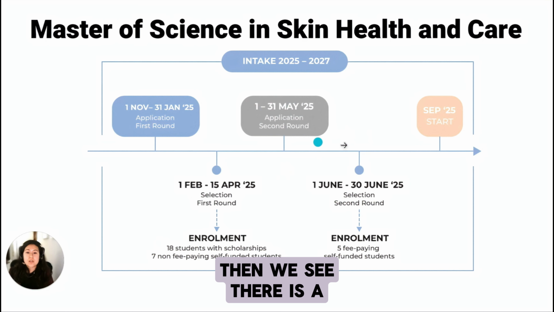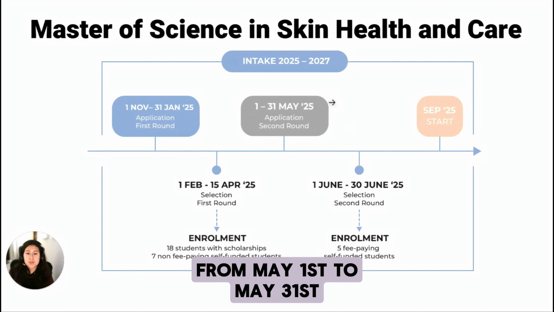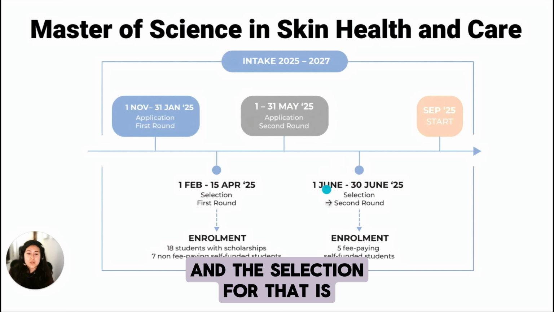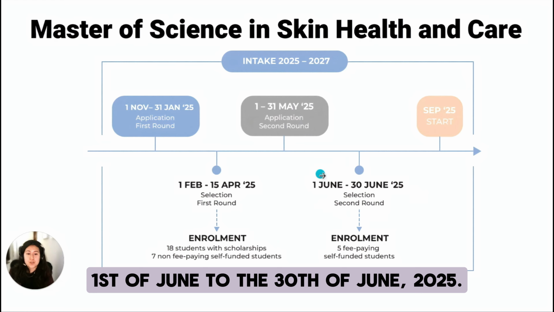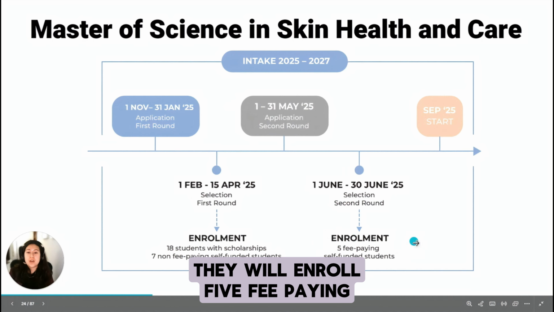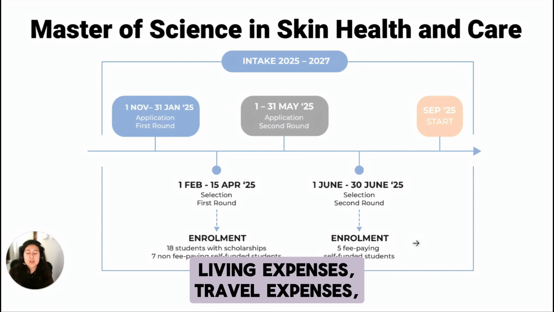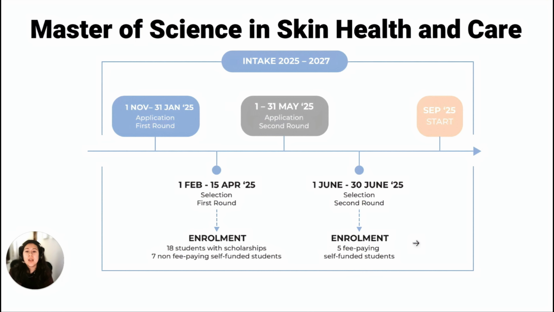Then we see there is a second application round from the 1st of May to the 31st of May. And the selection for that is the 1st of June to the 30th of June, 2025. From this batch, they will enroll 5 fee paying students. So these students will pay tuition, living expenses, travel expenses, everything.